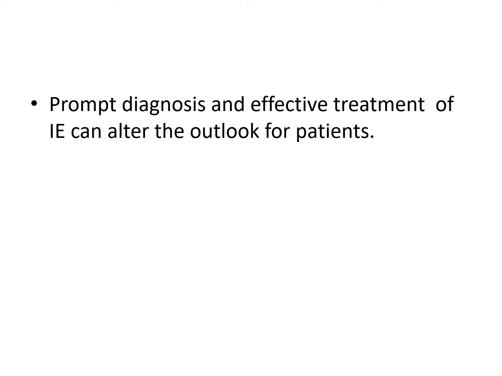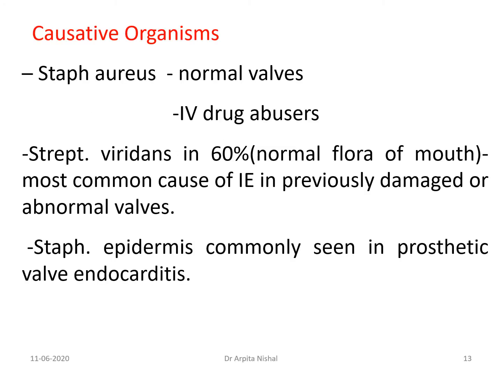But for your knowledge, you must know what is acute endocarditis, what is subacute endocarditis, and what are the differences between the two types of endocarditis. Coming to the causative organisms, most organisms can cause infective endocarditis, and most of them originate from the normal flora of body surfaces and enter into the blood.